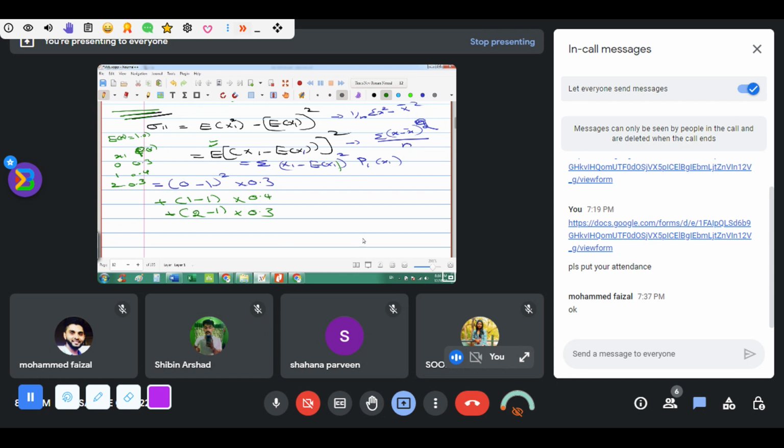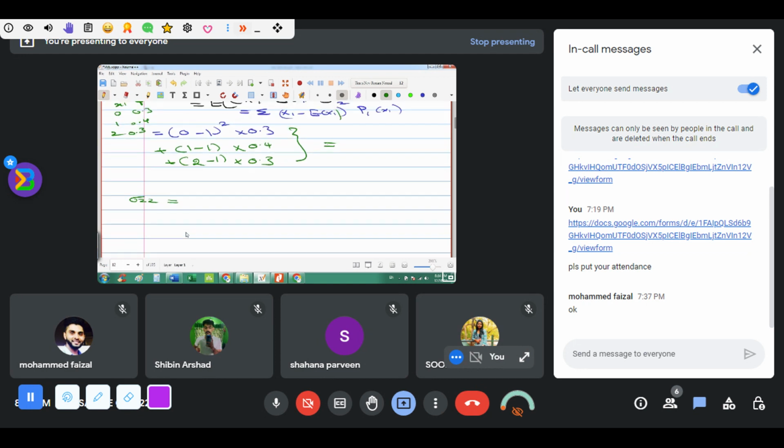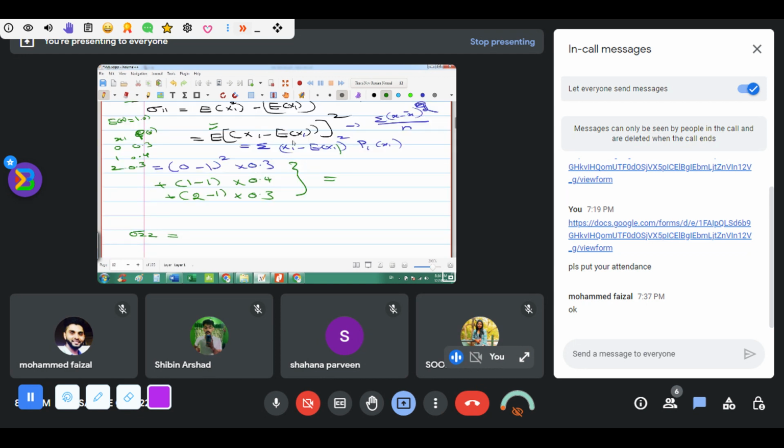Okay, how to calculate sigma 2 2? If there is no doubt, please tell me how to calculate sigma 2 2. We apply the same formula: sum of x2 minus E of x2, the whole square.